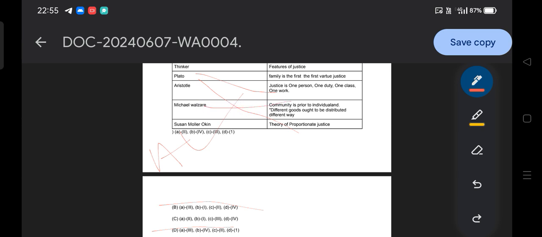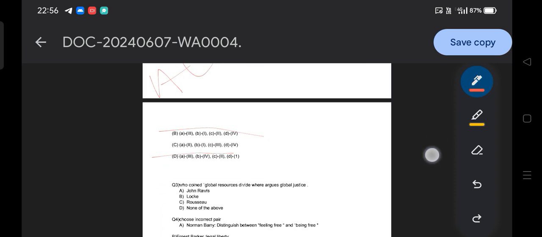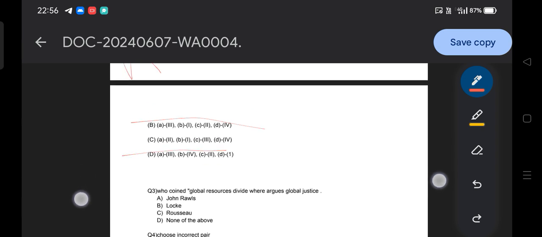Michael Walzer: community is prior to the individual, and different goods ought to be distributed in different ways. Susan Moller Okin: family is the first virtue of justice, the feminist theory of justice. Very nice question. Moving to the next question.